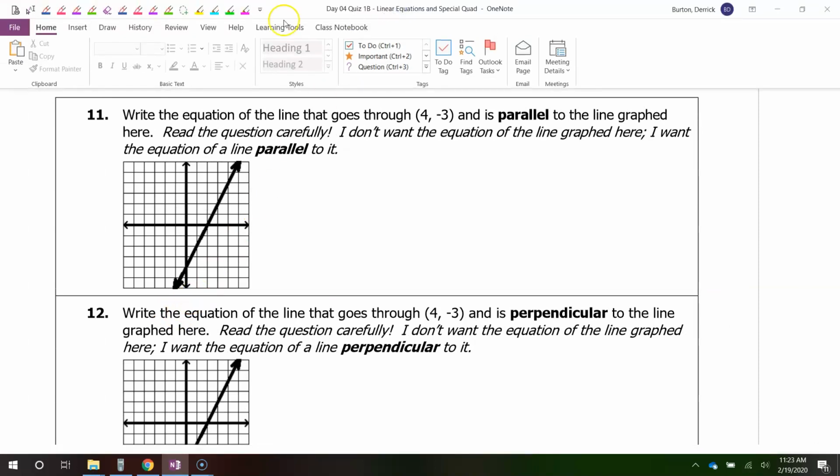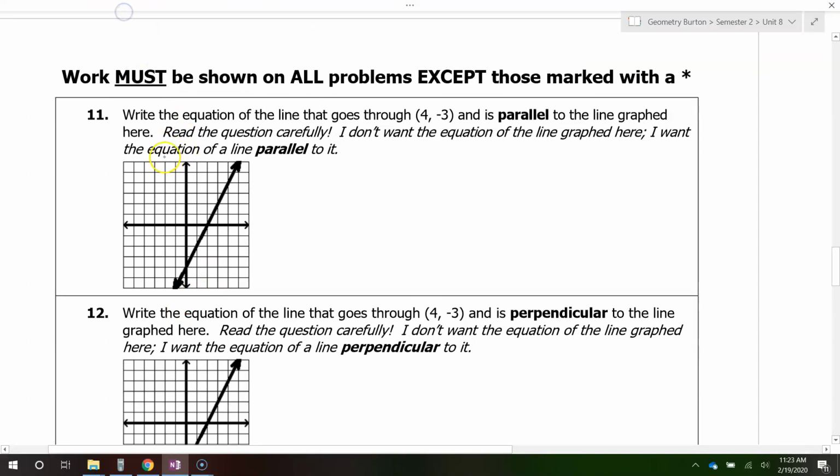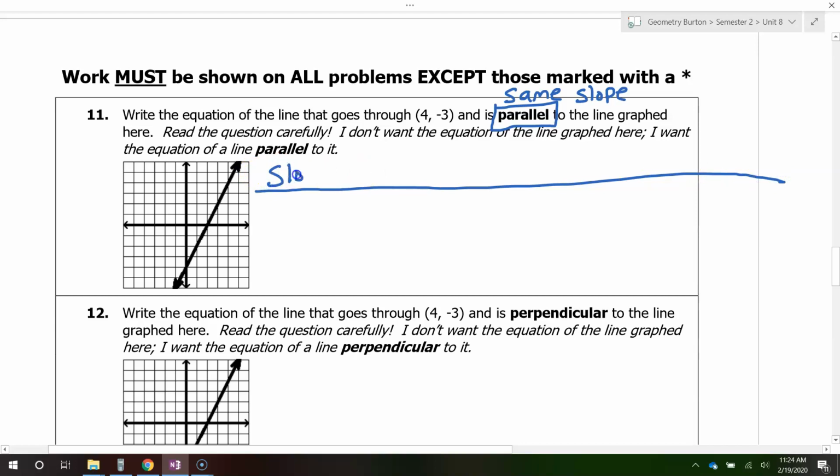All right, what else do we have? Problem number 11. Write the equation of the line that goes through this point that is parallel to the graphed line. So remember, as soon as I see parallel, I'm thinking same slope. Same slope. So guess what? I'm going to do my graphic organizer like I've been doing this whole time. So I'm going to do slope, y-intercept, equation.